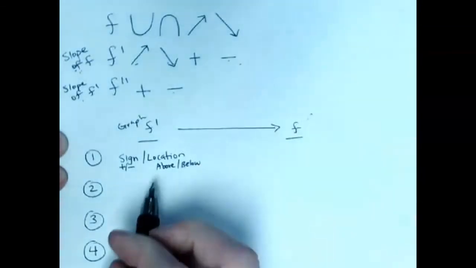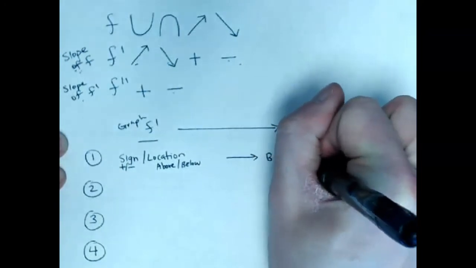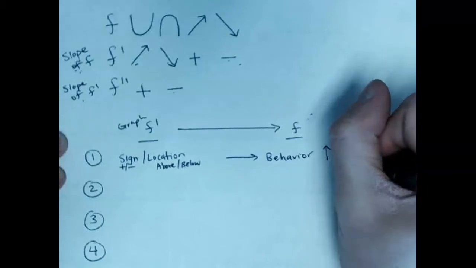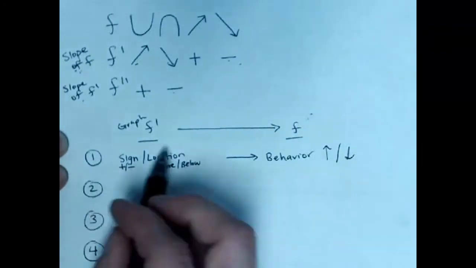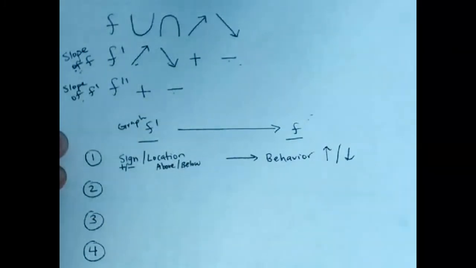So the sign or the location, that's going to end up telling me the behavior of your original function, whether it's increasing or whether it's decreasing. Or constant, right? If the sign is 0 or if the location is on the x-axis, then it would be constant. Okay, so where it is, positive, negative, or above, below, that tells me the behavior, increasing or decreasing.